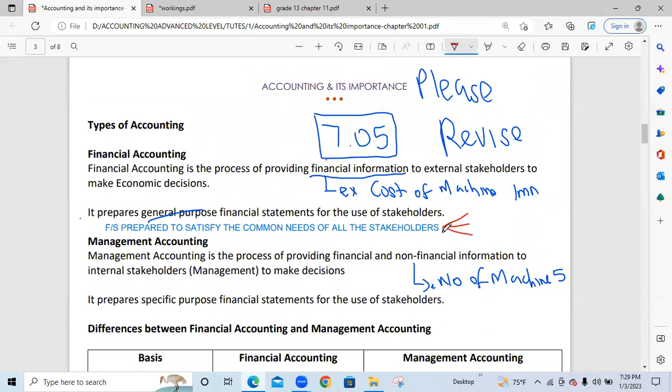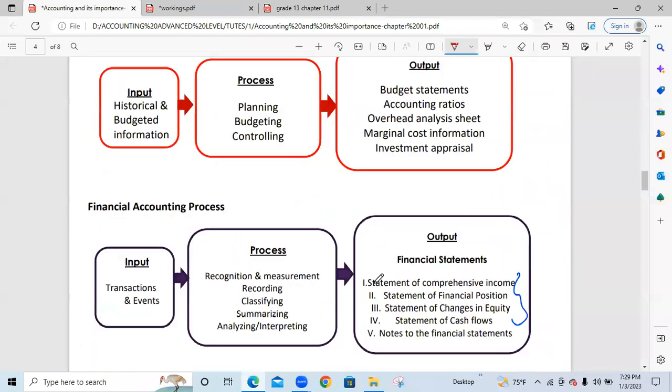So see here, what are the financial statements which are general purpose? We say statement of profit or loss and other comprehensive income, statement of financial position, statement of cash flows, statement of changes in equity, and notes. There was a past paper question where they gave some examples and asked to say yes or no, whether it is general purpose or not. So these are the general purpose financial statements.